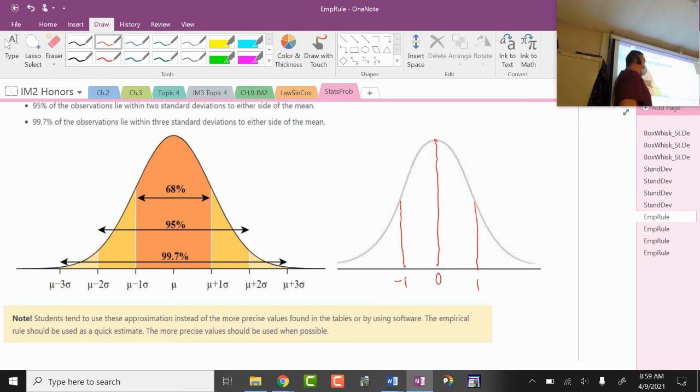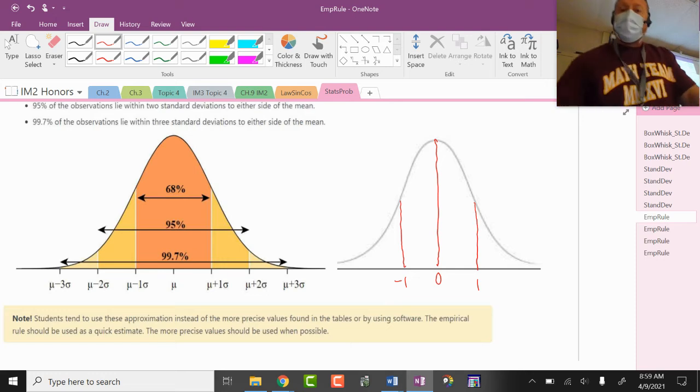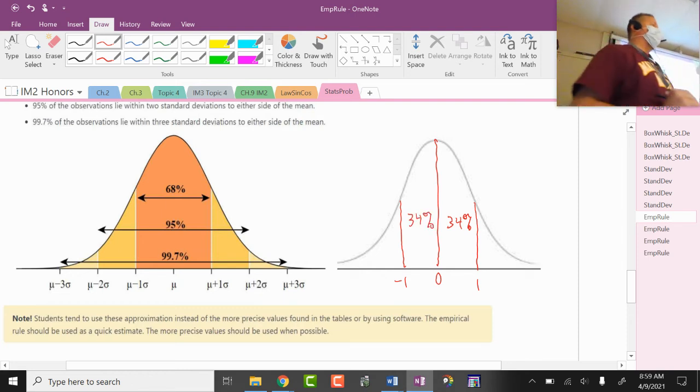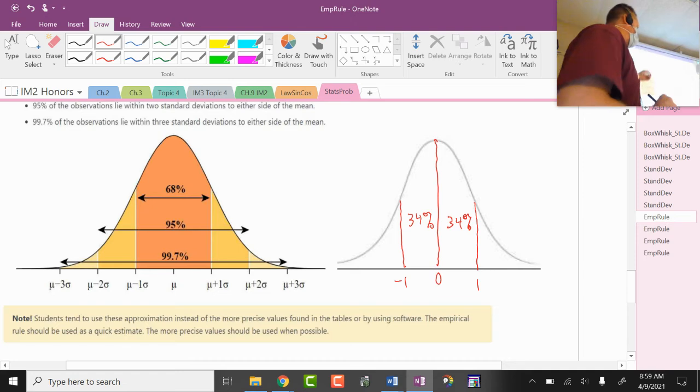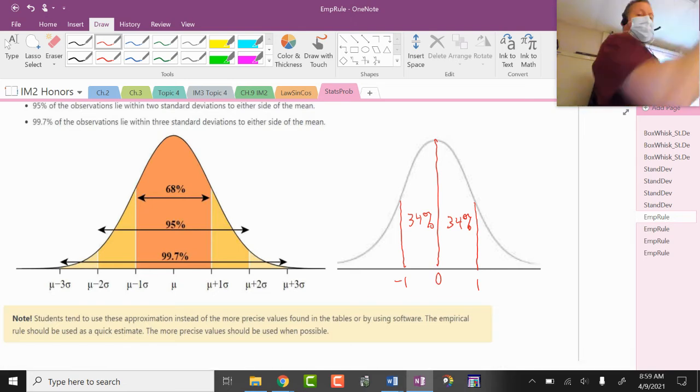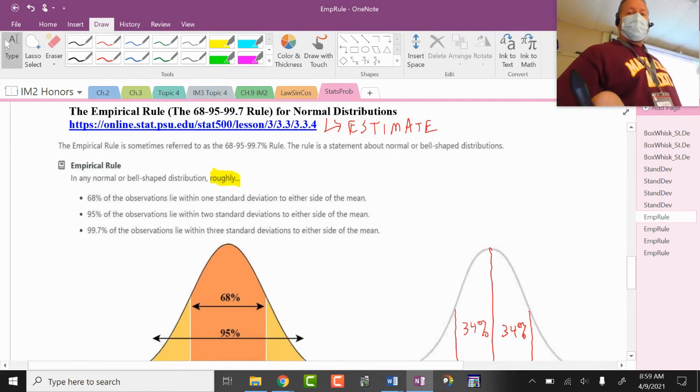Hey, everybody, if this is 68%, what's that percent and what's that percent? 34 and 34. So the first one's real simple. This is 34% of the data. This is the other 34% of the data. And actually, when I opened up that website for standard normal curves, they had this picture with the 34. But here's the thing, and I want you to understand this.